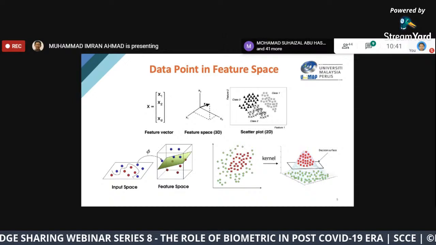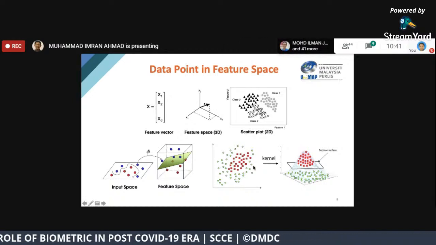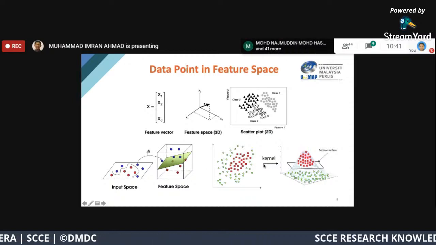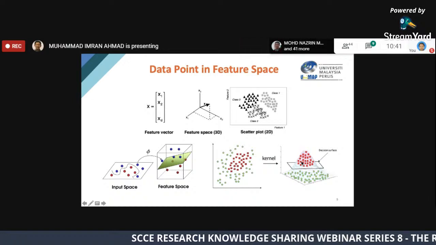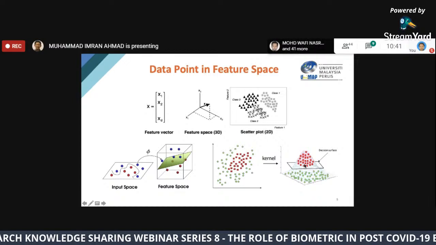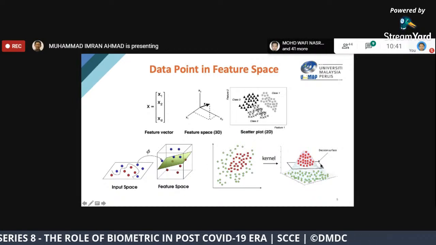Okay, now let's move to another feature space like this. This is another example. Sometimes we need to apply a kernel. A kernel is a mapping from 2D to 3D like this. When we have 3D like this, the top here is class 1 and below here is class number 2. So we can see they are clearly well separated.